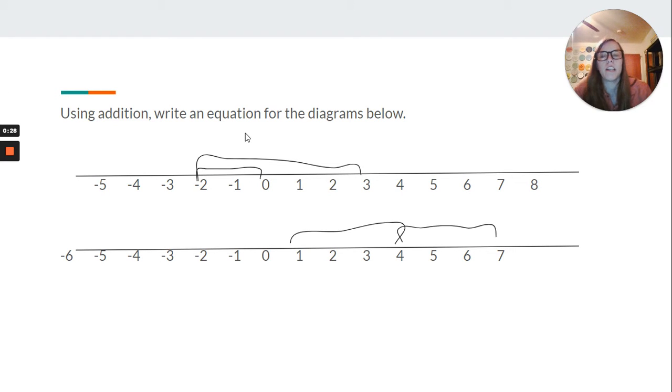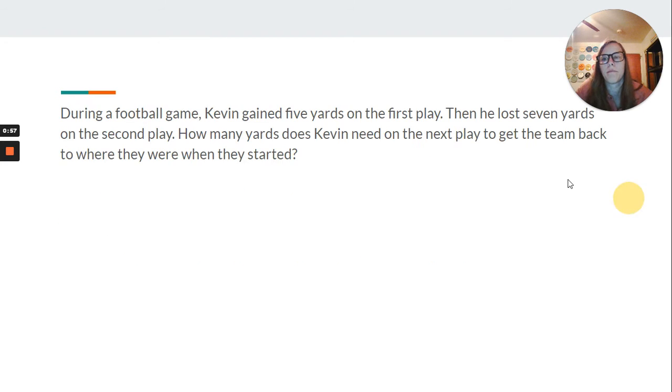All right, so using addition, write an equation for the diagrams below. So we start at 0, so -2 plus 1, 2, 3, 4, 5. Excuse me, 5. -2 plus 5 is a +3. Same down here. So this is at 0 and at 3 and then at 6. They are a little off. So 3 plus 3 equals 6.